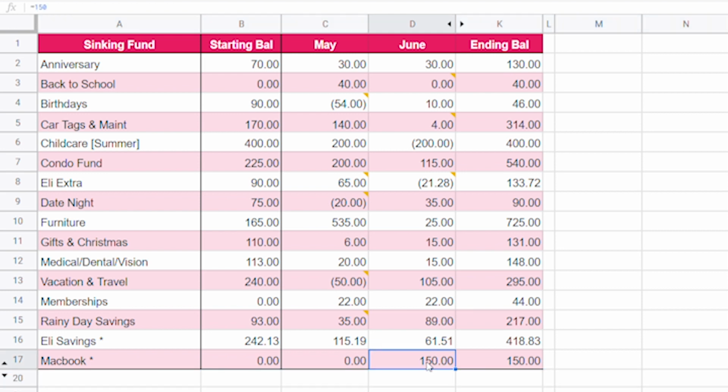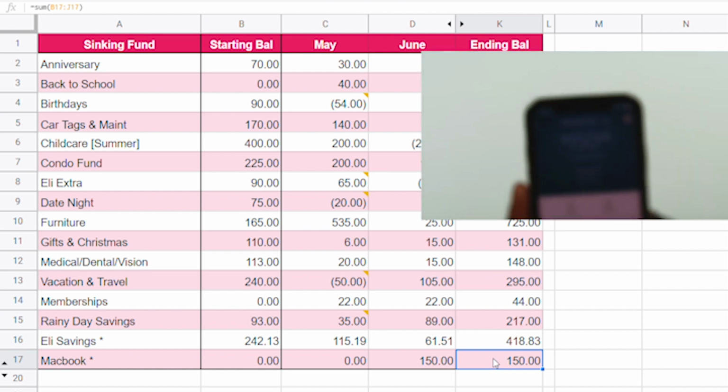So I didn't start this until June, and you guys didn't see because I didn't do a video with my May, what's that called? Online income, but I was able to contribute the $150 for my May and deposit it in June. So as you can see here, my balance is $150.